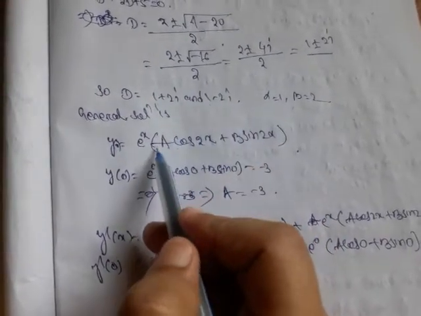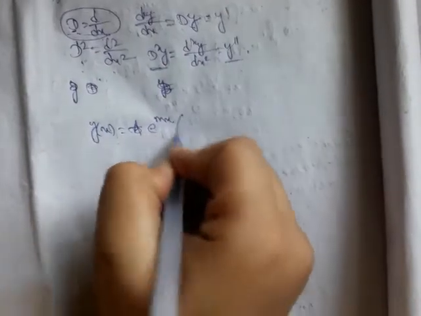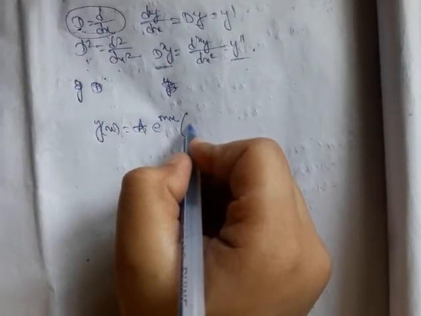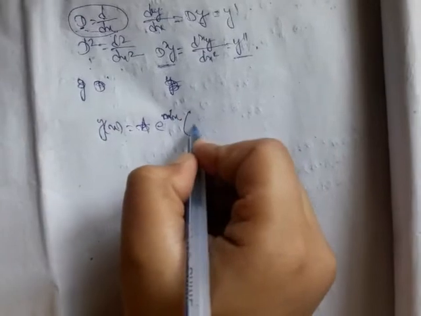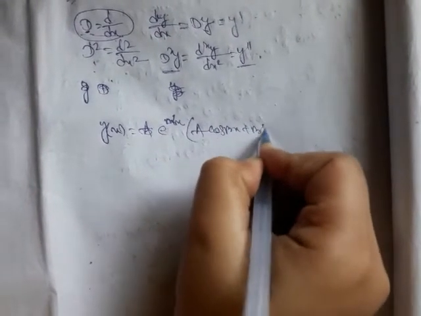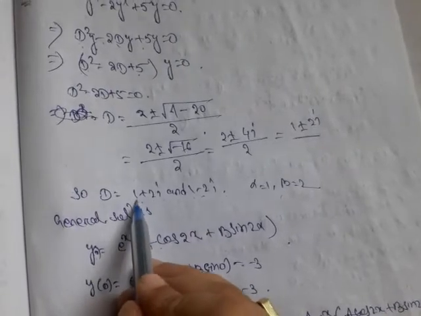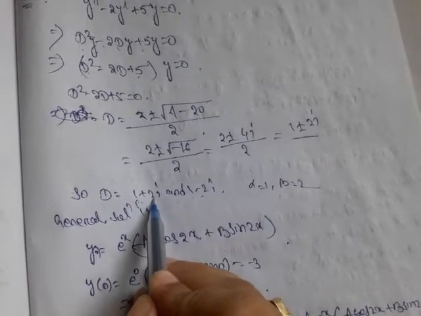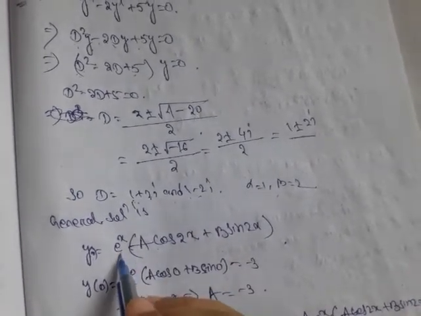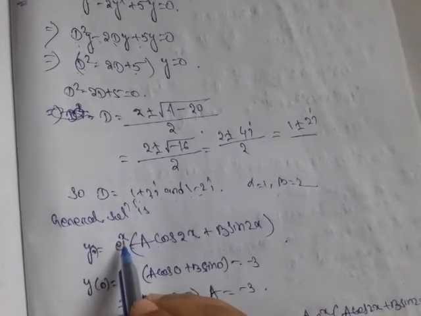So we know that our formula is y of x equals to e to the power alpha x in bracket a cos beta x plus b sin beta x, yeah na. So here in this root, alpha is 1, beta is 2. Okay, so here the solution is e to the power alpha x. Alpha is 1, so this is x.